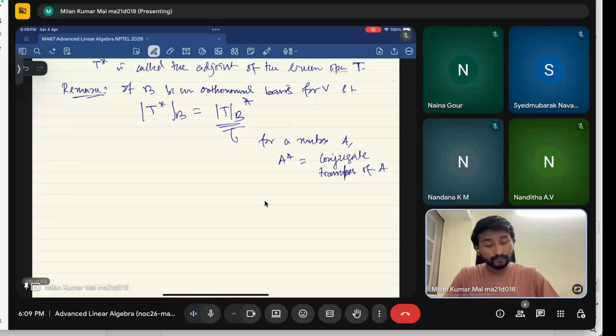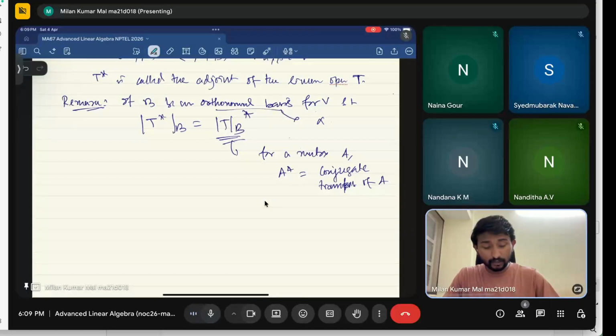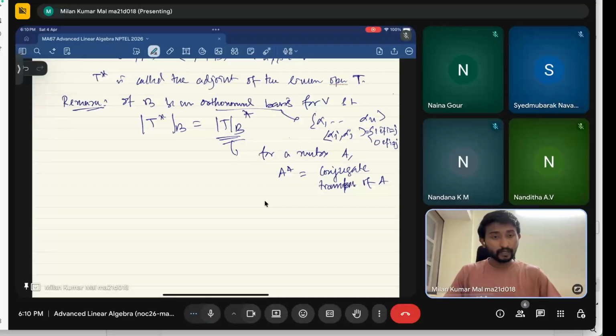And what is an orthonormal basis? If you recall, an orthonormal basis is a collection of vectors alpha 1 to alpha n such that the inner product of alpha i and alpha j equals delta ij, that is, equals 1 if i equals j and 0 if i not equals j. That means the norm of every vector is 1 and each vector is orthogonal to each other.